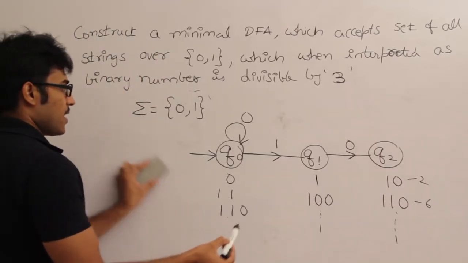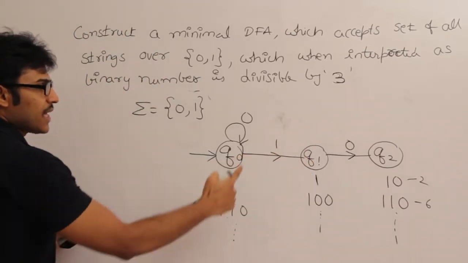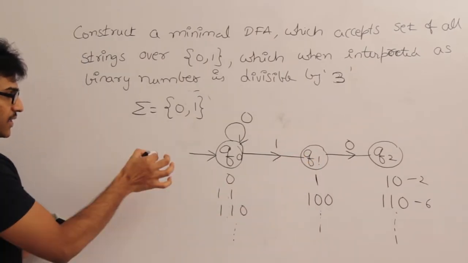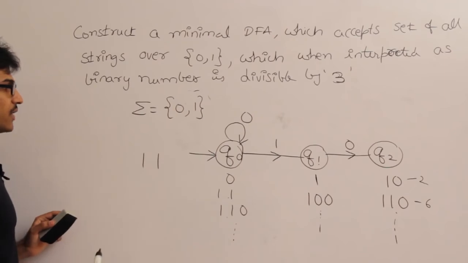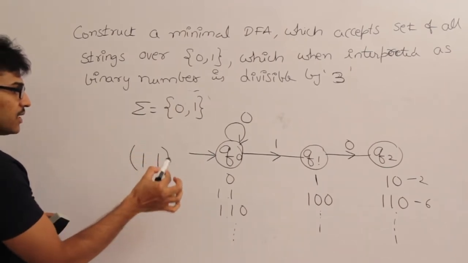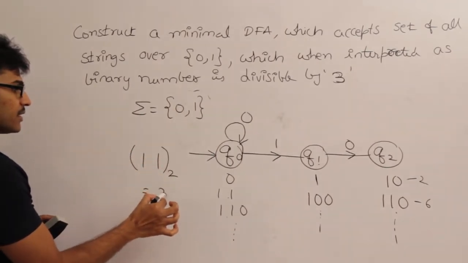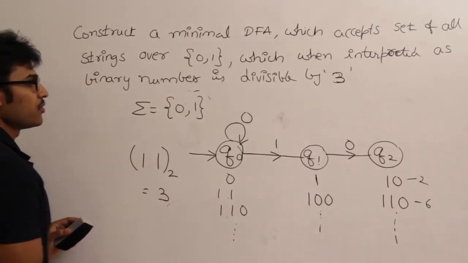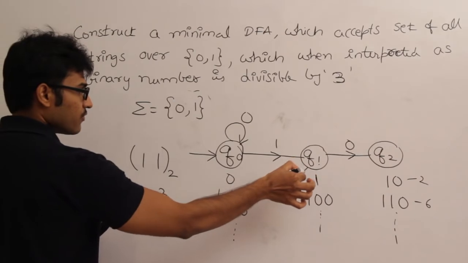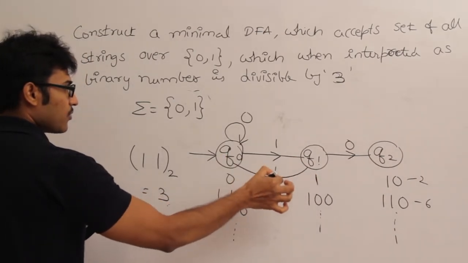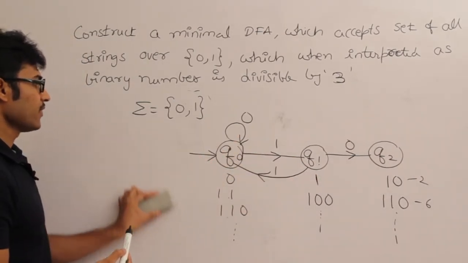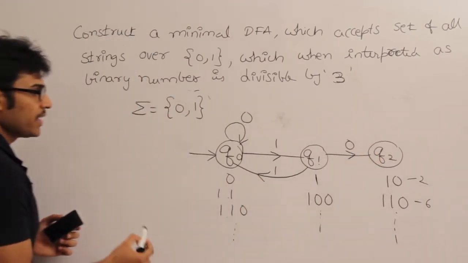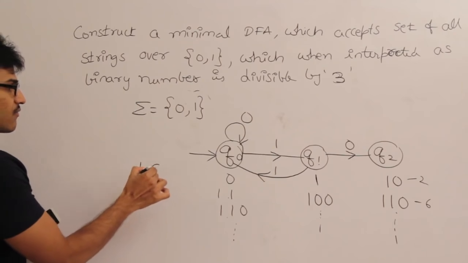And Q1 on 1, which means I am in state Q1. How do I reach Q1? By seeing 1. And if I see a 1, after 1, the entire string is going to be 3 in decimal. So if I divide 3 by 3, then it is going to generate a remainder of 0. Therefore, on seeing a 1, I am going to come to Q0. Fine. Now let us talk about Q2. If I am in state Q2, how do I reach Q2? By seeing 10.